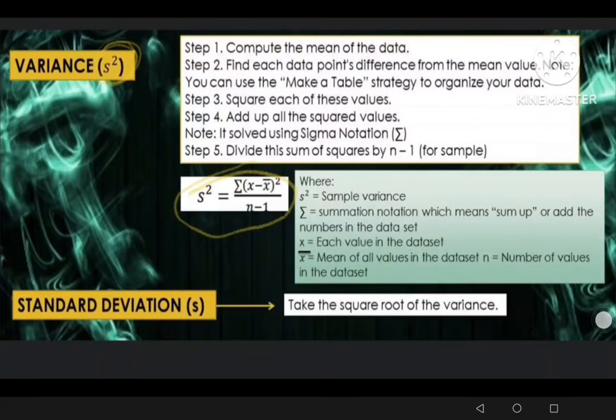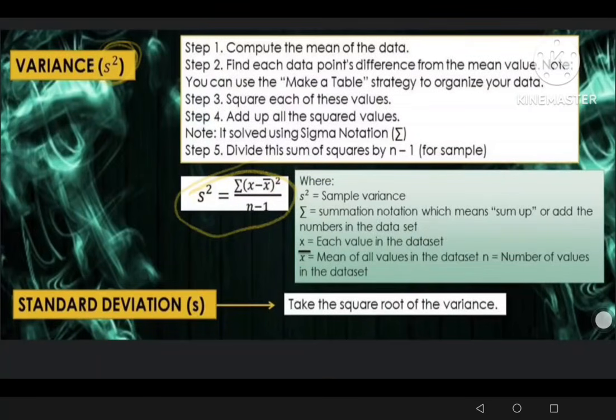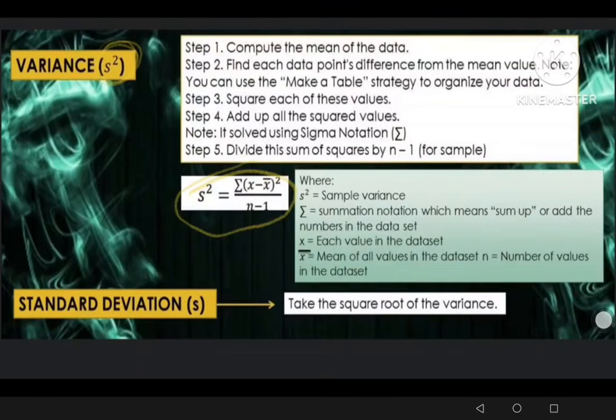That's our formula. Take note also, S squared is the symbol for our sample variance. This sigma here is the summation notation, which means sum up or add the numbers in the data set. And x represents each value in the data set, or the given data. And x bar represents the mean of all values in the data set. And n represents the number of values in the data set. So you're just going to count how many data, and that's the n.